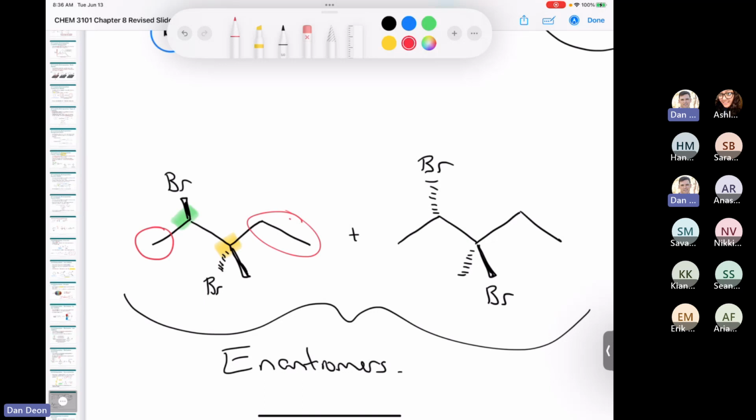They'd have to have the exact same attachments, and then you'd have to figure out, is it a pair of enantiomers or is it a meso compound by rotation? But Hannah, we're going to look at a couple examples of that today, okay?